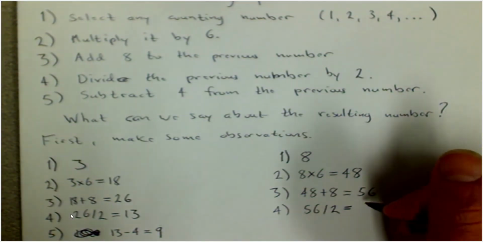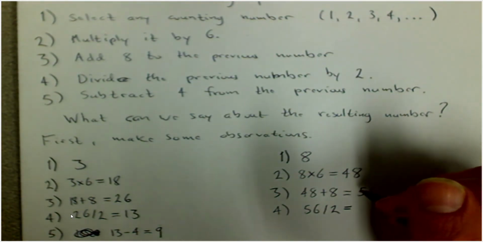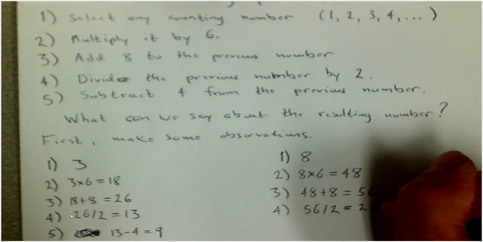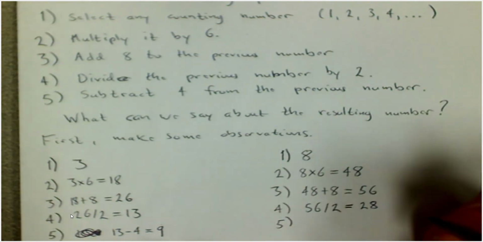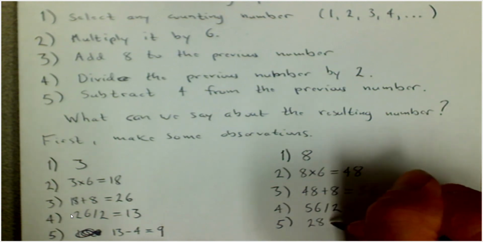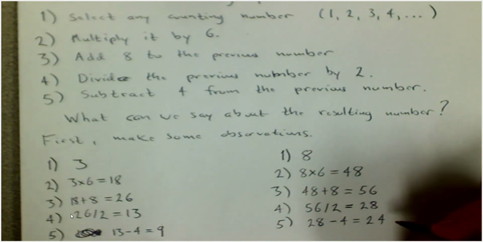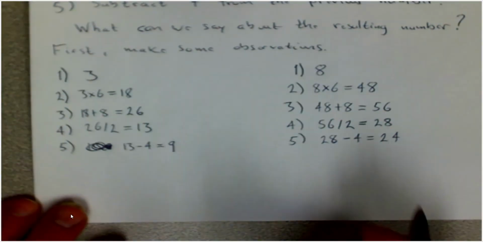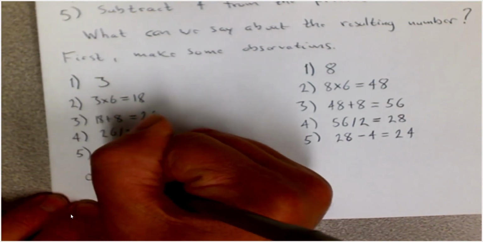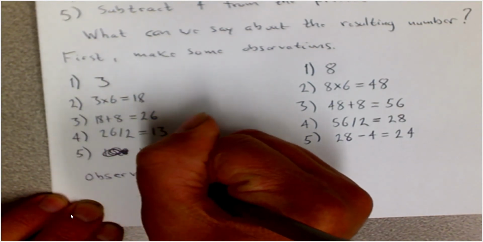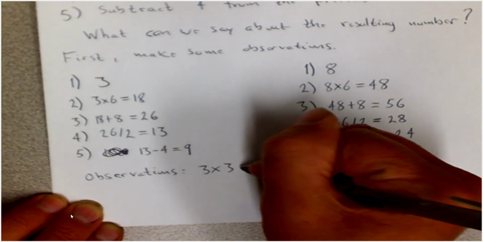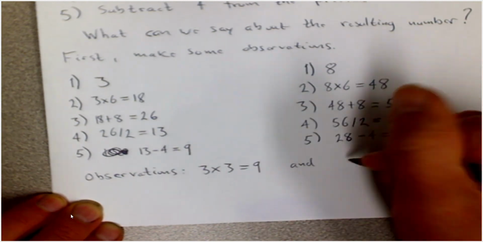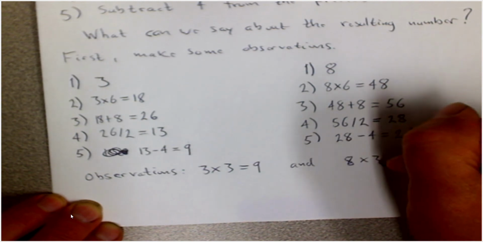That is going to be 28? Is it? Yeah, 28, I think. Calculator if you need to, but all right, so 28 and then 5. What am I going to do here? I'm going to subtract 4. 28 minus 4 is equal to 24. So observations here. All right, so we had 3 times 3 is equal to 9, and 8 times 3 is equal to 24.